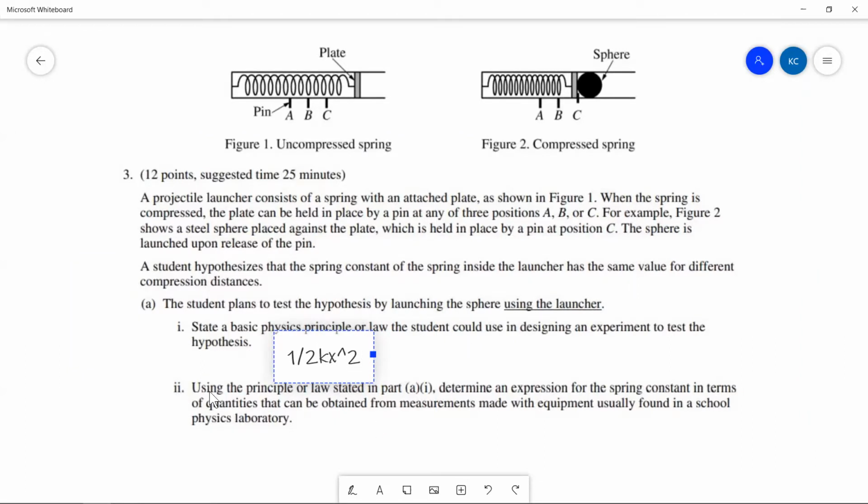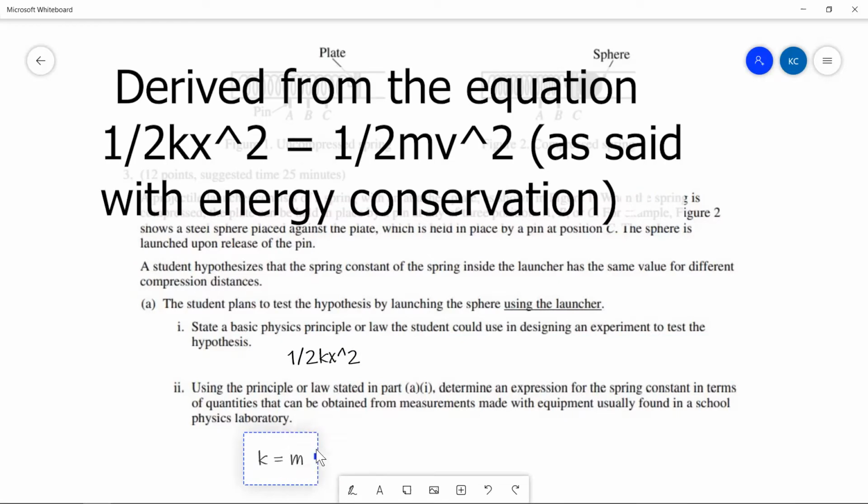So the second part of A: using the principle or law stated in part A I, determine an expression for the spring constant in terms of quantities that can be obtained from measurements made with equipment usually found in a school physics laboratory. So once it's compressed, let's say at point A, it's all spring potential energy, 1/2 kx squared. Once it reaches equilibrium, all the energy is kinetic. So using conservation of energy, k is just equal to mv squared divided by x squared.